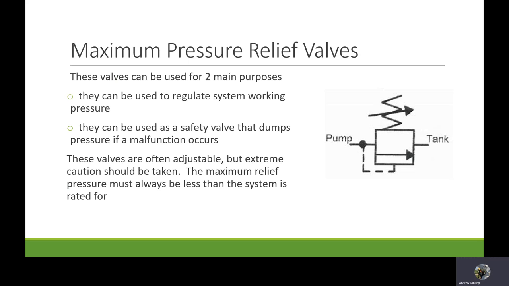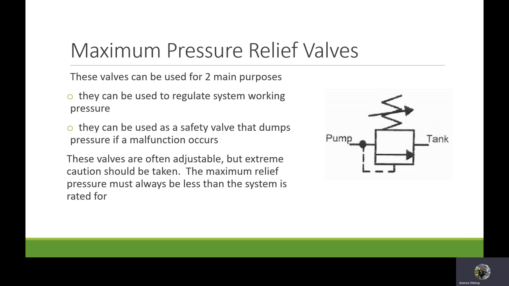This is the simplest maximum pressure relief valve, or PRV as most people call it. These valves are used for 2 main purposes. They're used to regulate system working pressure, and they can be used as a safety valve that dumps pressure if a malfunction occurs. This is the simplest type. This one has a pilot line coming back to the pump.